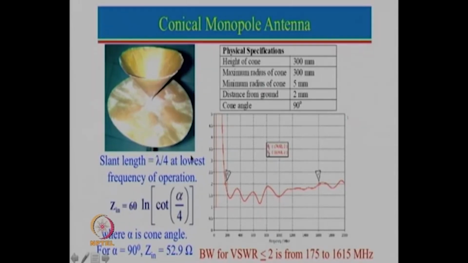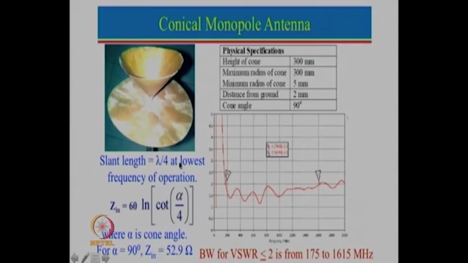So let us see now what the design principles are. The first design principle is that, corresponding to the lowest frequency, the slant length should be approximately lambda by 4. So let us say we want the antenna at 200 megahertz. At 200 megahertz, what will be the wavelength? It will be 150 centimeter. So 150 by 4 will be about 37.5 centimeter.